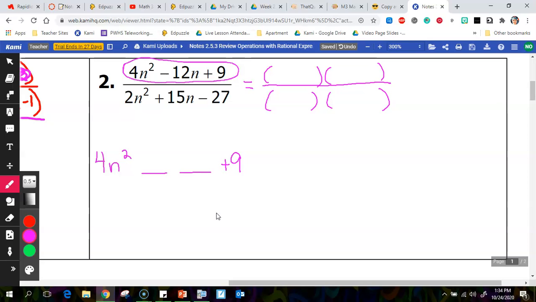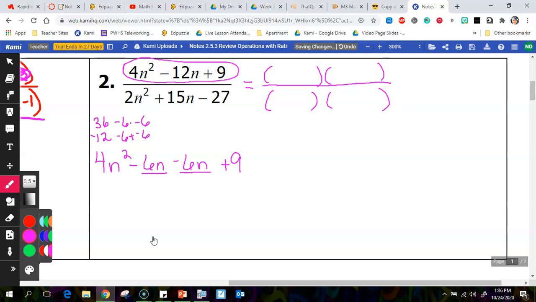The 4 times the 9 is what I have to do first. 4 times 9 is 36. And then I've got that negative 12 as the middle term. So I need a factor pair for positive 36 that when I combine them I get negative 12. And that's going to be negative 6 times negative 6. Negative 6 plus negative 6 is negative 12. So this is going to be a minus 6n and a minus 6n.